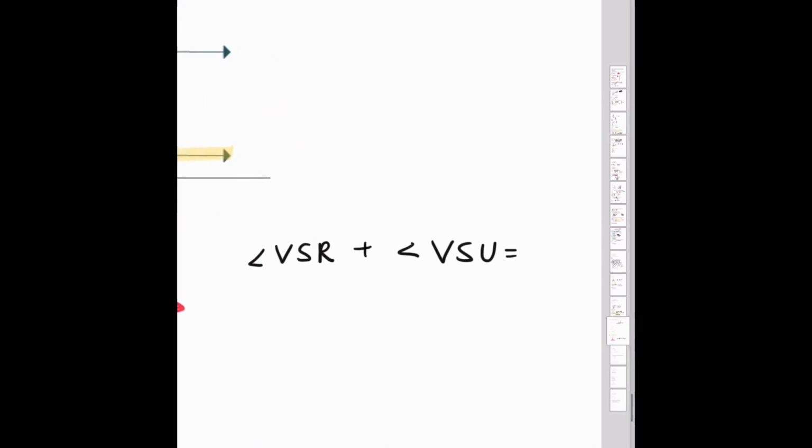Well, a unique thing about this diagram is that we can actually identify a linear pair. And that is angle VSR with angle VSU. Angle VSR and angle VSU are linear pairs. Well, given what we know about linear pairs, if you add angle VSR plus angle VSU, you would actually get 180 degrees.